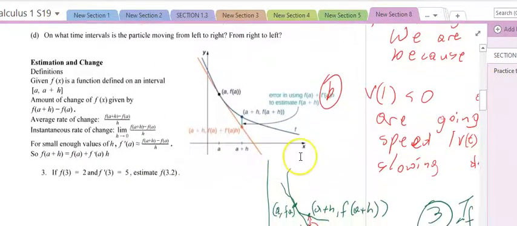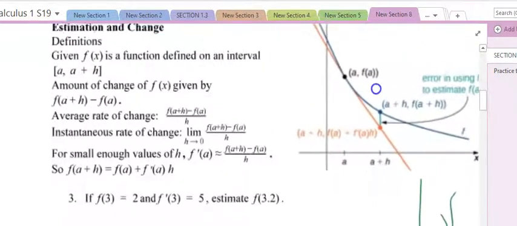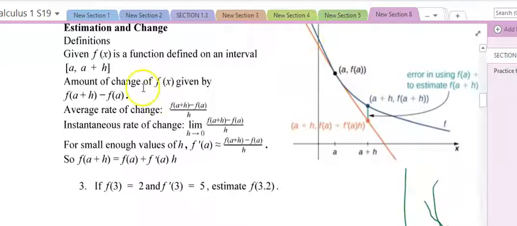Next thing, let's talk about estimation and change. Now, remember, we're given a function defined on a closed interval, a to a plus h, and the amount of change will be the change in the y values, that is f of a plus h minus f of a. Recall that our average rate of change formula was f of a plus h minus f of a over h, and our instantaneous rate of change was the limit as h approaches 0 of f of a plus h minus f of a over h.